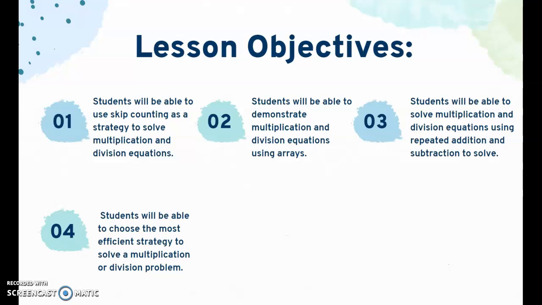So the learning is scaffolded. The very first objective, they're learning one type of way to solve, and then the second and the third, and then finally when it comes to the 4th lesson objective, the students would actually be able to decide which type was the most efficient strategy that they would like to use and how to solve correctly.